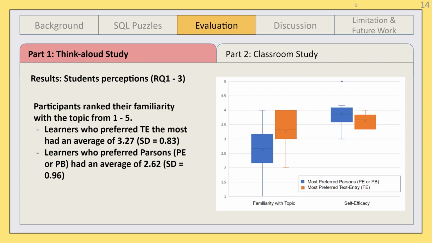Here are the results. Prior to the study, we asked the participants to rank their familiarity with the topic from 1 to 5, with 1 as the lowest and 5 the highest. We found that learners who preferred text entry the most had an average familiarity of 3.27, but learners who preferred any type of Parsons, PE or PB, had an average of 2.62.